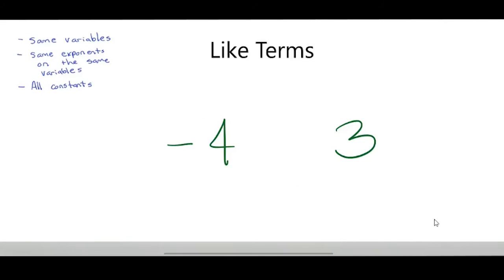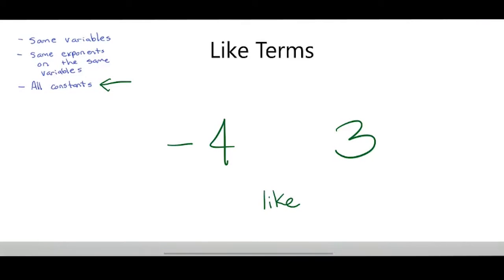How about -4 and 3? Are these like terms? Well, let's check. Do they have the same variable? Well, there are no variables. What about the same exponent? Nope, no exponents. But what we do know is that -4 is always worth -4, and 3 is always worth 3. So they are constants. So I would say that these are like terms because all constants are like terms.